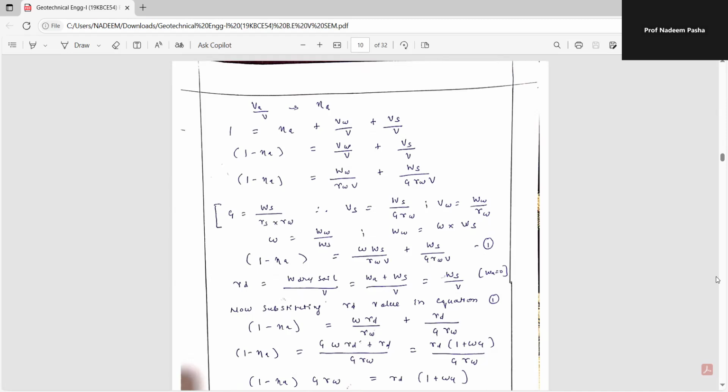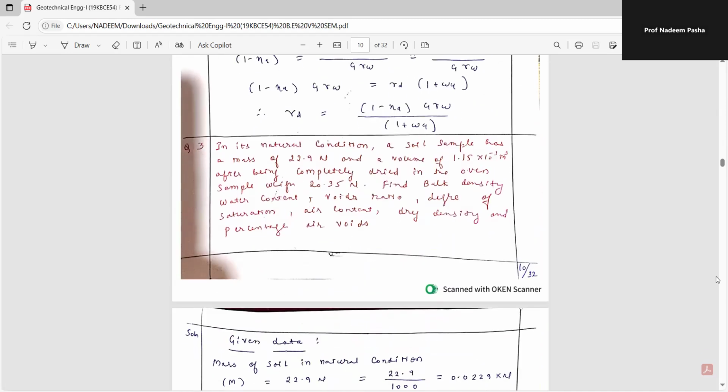Now substituting gamma d value in equation 1, 1 minus eta equal to w into gamma d by gamma w plus gamma d by G gamma w. So 1 minus eta equal to G into w gamma d plus gamma d. So gamma d you can take common, 1 plus wG divided by G gamma w. So here (1 minus eta) into G into gamma w is equal to gamma d into (1 plus wG). So your gamma d is equal to (1 minus eta) G gamma w divided by 1 plus wG.